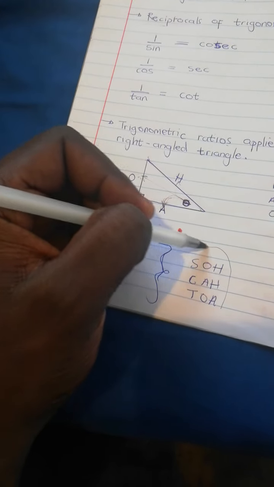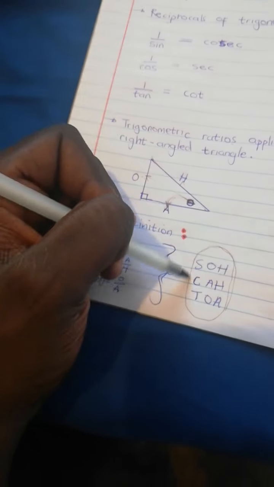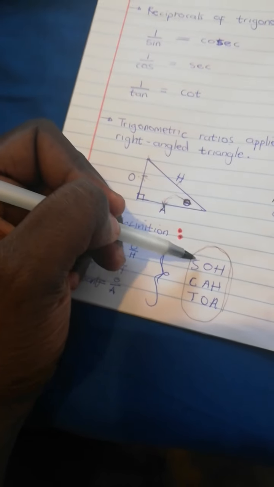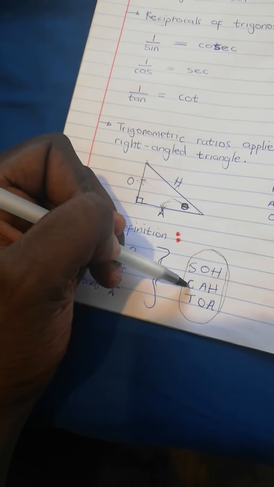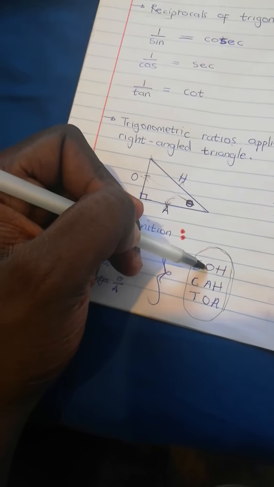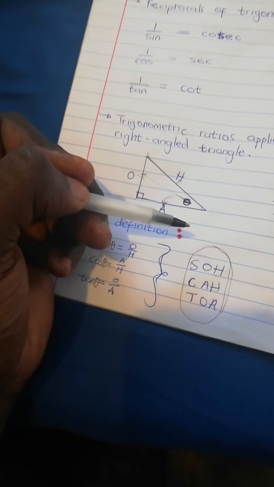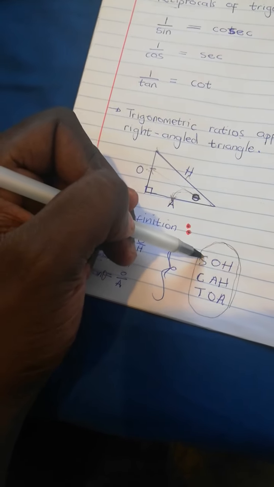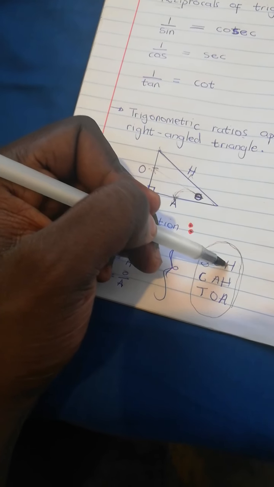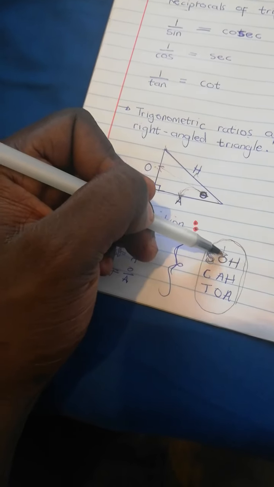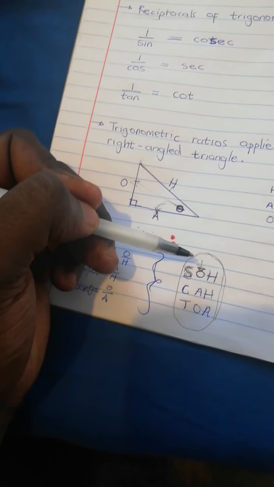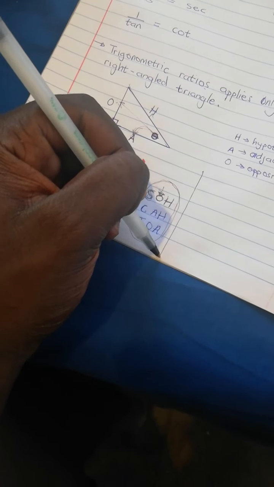The most common way that most learners or most textbooks use to recall this is a phrase that reads as SOH CAH TOA. S for sine, C for cos, and T for tan. So O is for opposite, H is for hypotenuse, and A is for adjacent. For example, sine would be opposite over hypotenuse. So the first letter after the one that stands for the trigonometric ratio represents the numerator, and the last one represents the denominator.